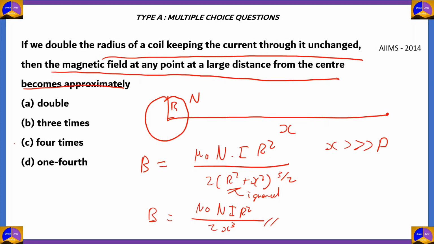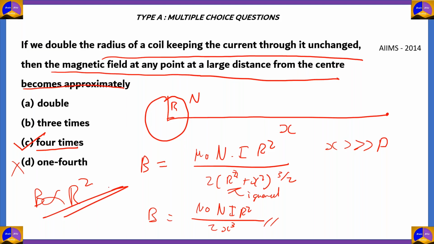And which of these options is the right one? Option C. Because the magnetic field at any point at a large distance becomes approximately 4 times when we double the radius of the coil. The important thing to note is that while in the denominator the radius gets nullified, in the numerator it still exists, and it's that dependence on the radius that we use to find the magnetic field at a large distance from the center when we double the radius of the coil, which is 4 times because B is proportional to r squared.